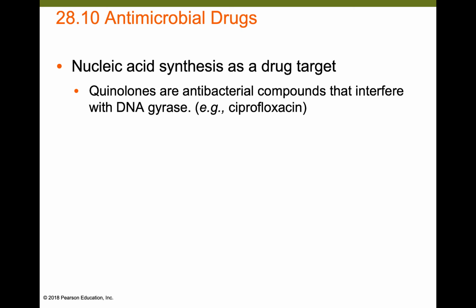Nucleic acid synthesis is an attractive drug target because the enzymes that bacteria use to generate their DNA are slightly different from those that we use. So quinolones are a class of drug that interfere with DNA gyrase. Ciprofloxacin is one of those. Remember, DNA gyrase is necessary to unwind the supercoiled DNA so that it can be opened up and copied. Without the ability to do that, unfortunately, the bacteria will not be able to replicate their DNA.